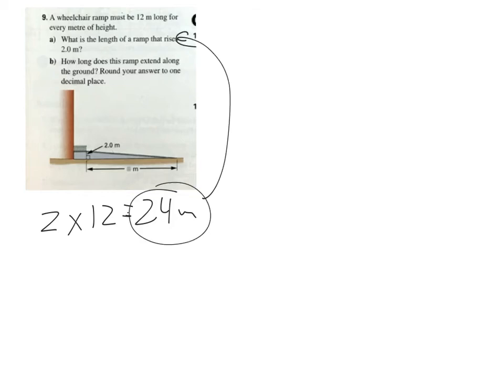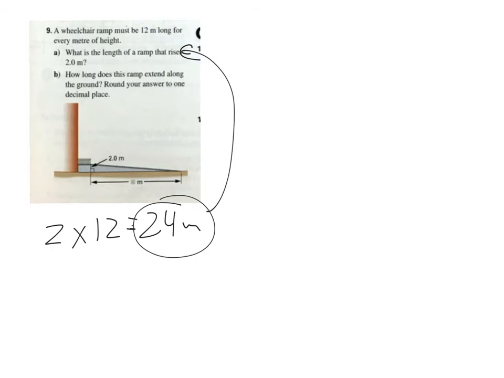So if 1 meter of height is 12 meters long, then 2 meters of height times 12 meters long makes 24 meters. So the first question, what's the length of a ramp that rises 2 meters? It's going to be 24 meters long. Now that we know that, we can take that 24 meters and put it right up here into the problem. So we know the hypotenuse is going to be 24 meters.